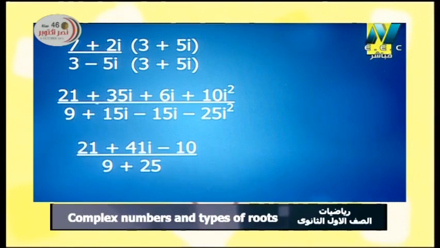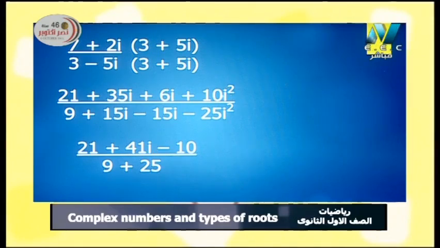We will simplify this expression. Numerator first. We have 21 still as it is because we have no like term with it. 35i plus 6i equals 41i.